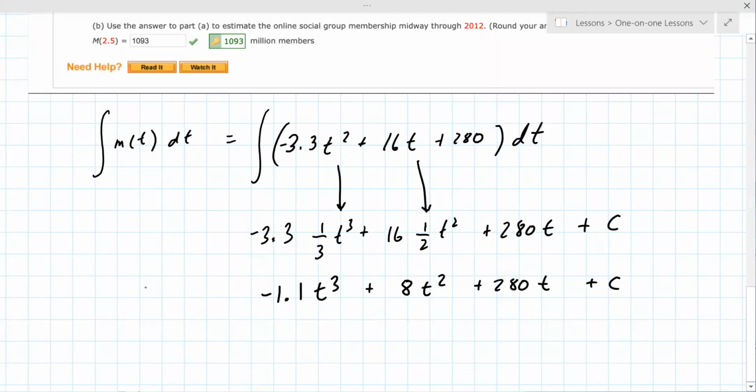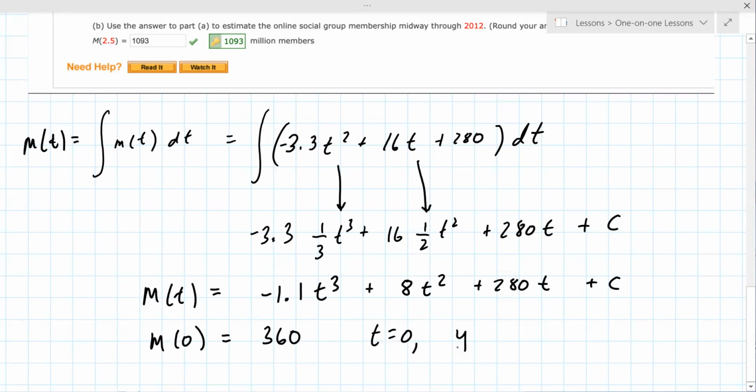And this is your big M of t that you just found. That's what happens when you integrate: it becomes this thing that you're trying to find. And then it tells you that M of 0 is 360. So that means when t equals 0, the y value, or the output, is 360. So that means we're going to put 0 in for t. Let me do that.